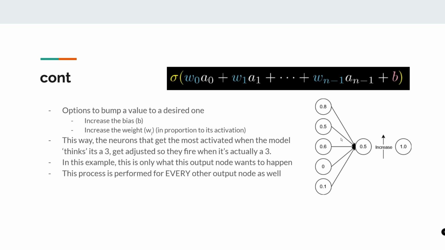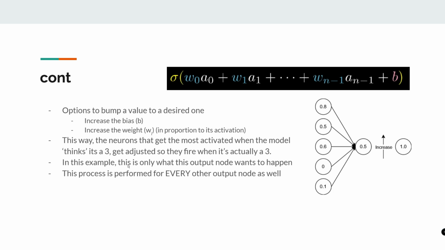Because changing these offers me a better increase than changing, for example, a 0, right? If this is a 0, no matter what I multiply it with, it's still going to be 0. And then this one I'm going to have to multiply by a pretty big number to get close to what I can get by multiplying 0.8 by, let's say, 3. So this way, the neurons that get most activated when the model sees that it's a 3 get adjusted so they fire when it's actually a 3.